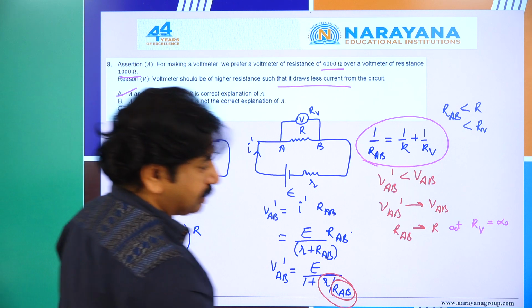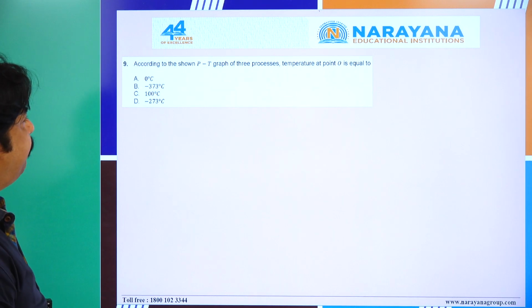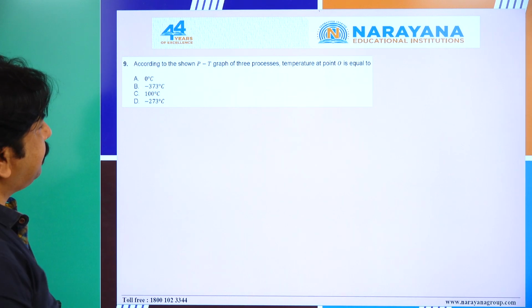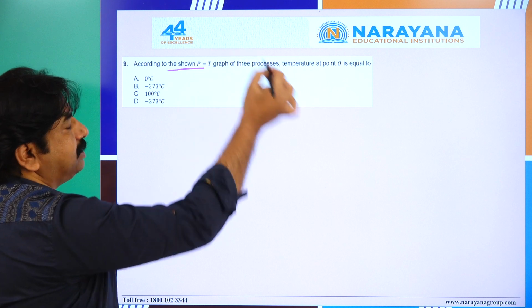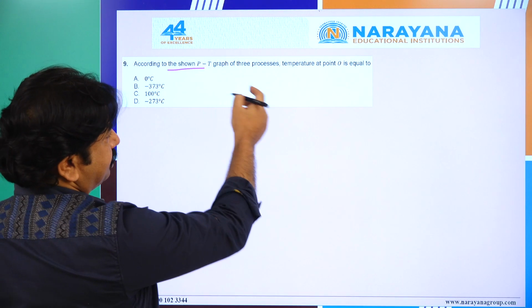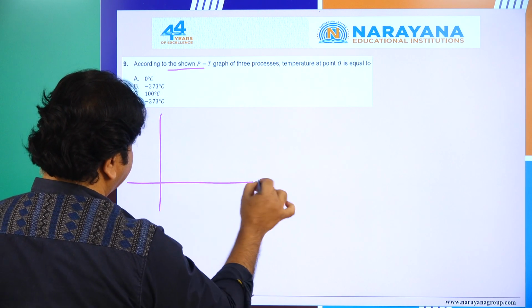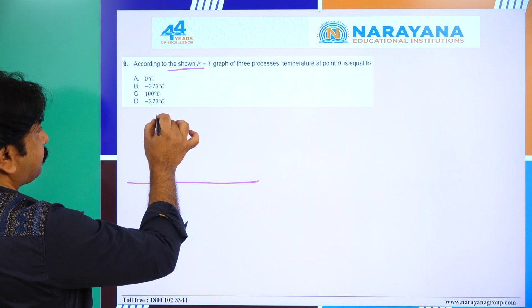Next, we are going to the next question. According to the shown PT graph, I think we are missing the graphs. Okay, but I have a certain idea about this question, so I'm drawing that graph also. Look at here.